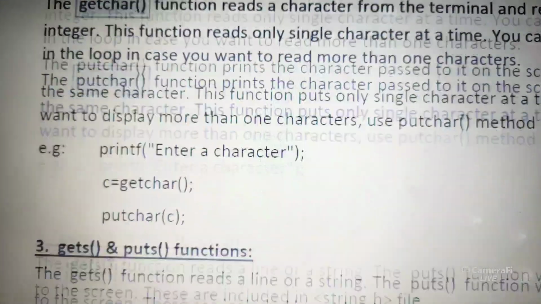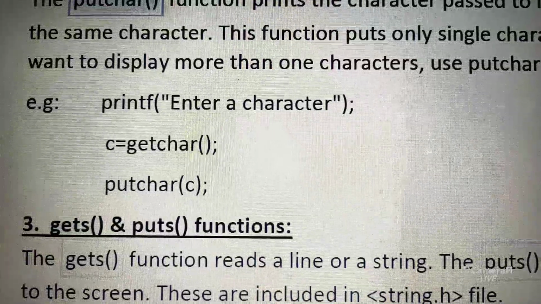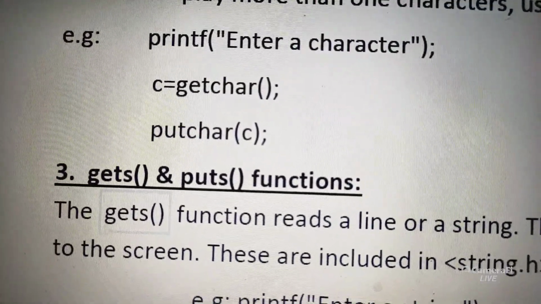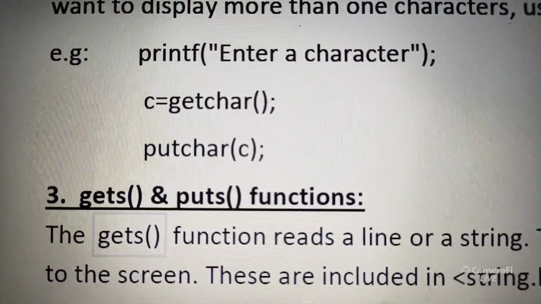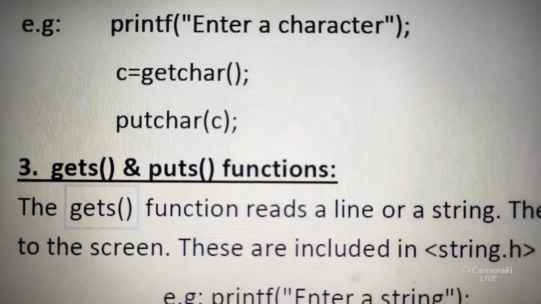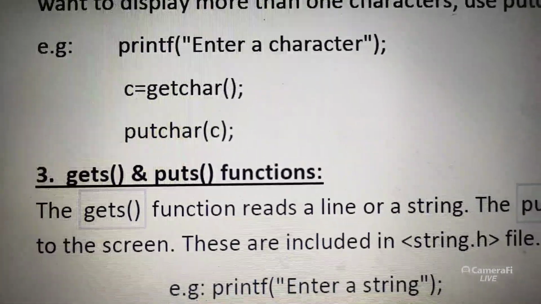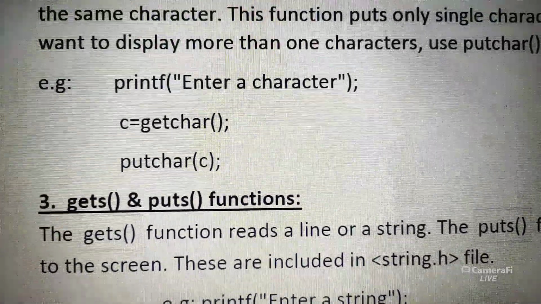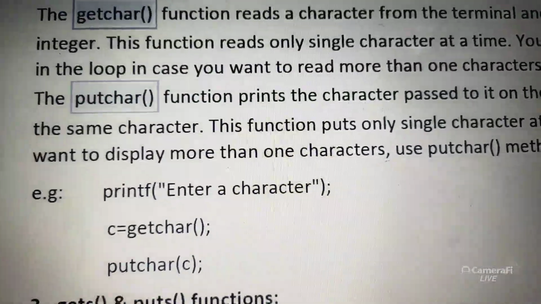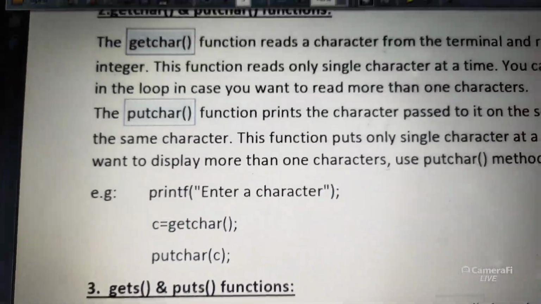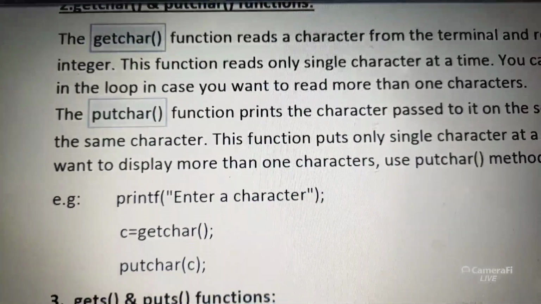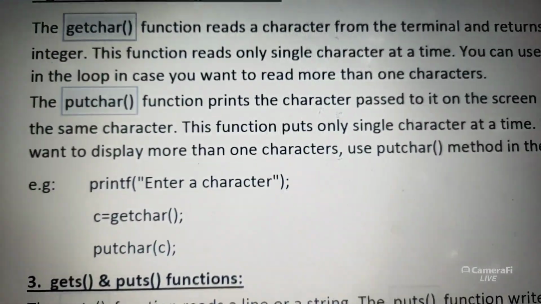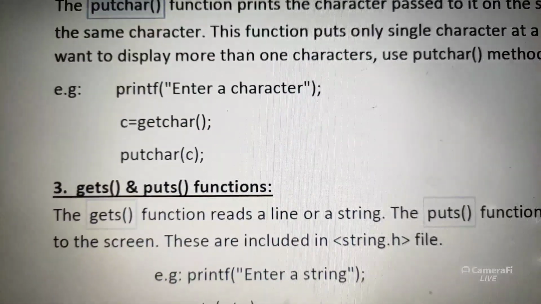So getchar, for a single character. If you want to read, we should use it. Printf enter a character, prompt message, c equal to getchar. Mathematically, c will be assigned getchar. For example, you are giving a, it will be stored in the variable called c. Putchar c, so c will be the data you entered, and only one character will be printed. Both examples are shown here: getchar reads a single character, putchar prints a single character on the screen.